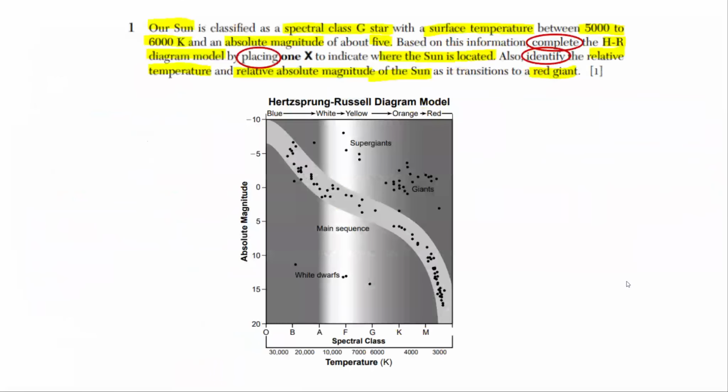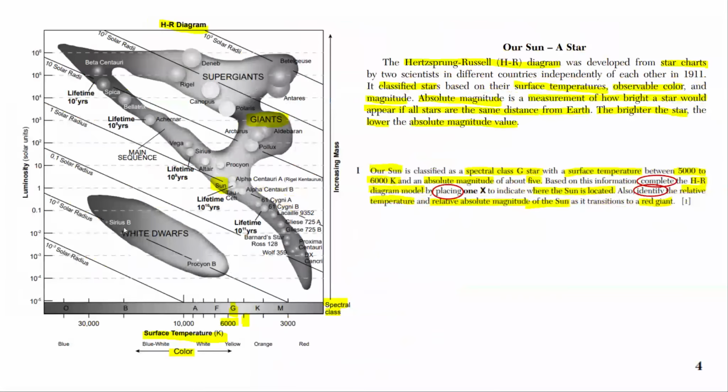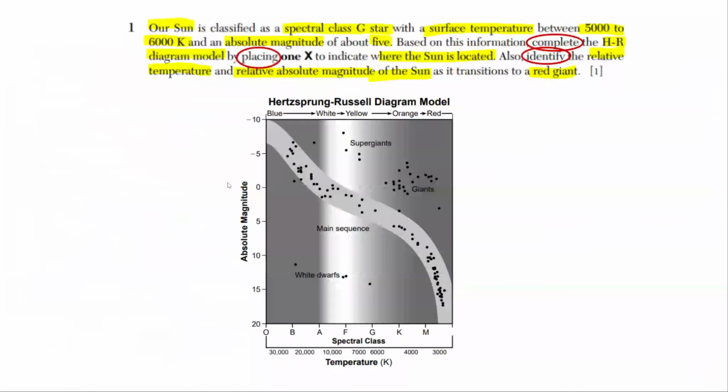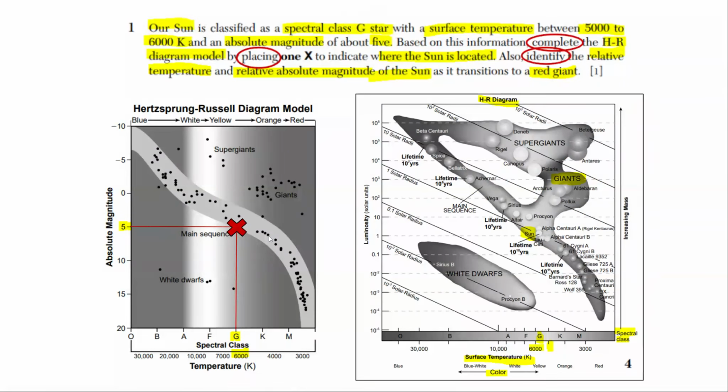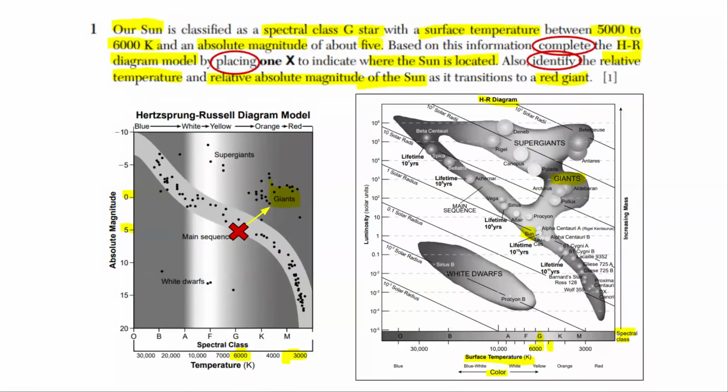Let's go back to the question. Now I have lots of information and I know that I need to complete this model by placing an X to indicate where the sun is. And I already know where the sun is because of this. It's really helpful, but you can also just use the information given to you here. And I see that the sun is spectral class G. It has a surface temperature between 5,000 and 6,000 Kelvin, and it has an absolute magnitude of about 5. So I should connect them right over here. This must be where the sun is, so I should place an X. And this kind of matches the sun over here as well in your reference table.